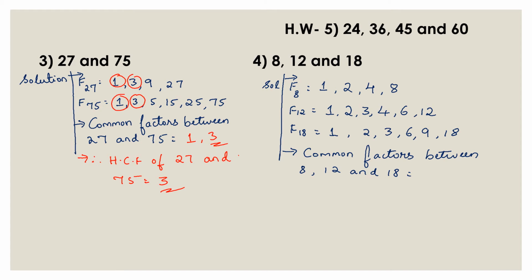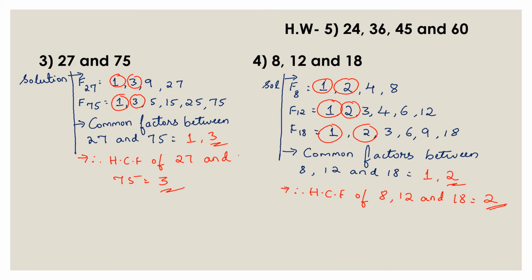We see 1, then 2, and here 4 is not present. Only 1 and 2 are the common factors between 8, 12 and 18. So our third step is the HCF, that is the highest common factor of 8, 12 and 18. Can you guess? It is 2. So 2 is the HCF of 8, 12 and 18.